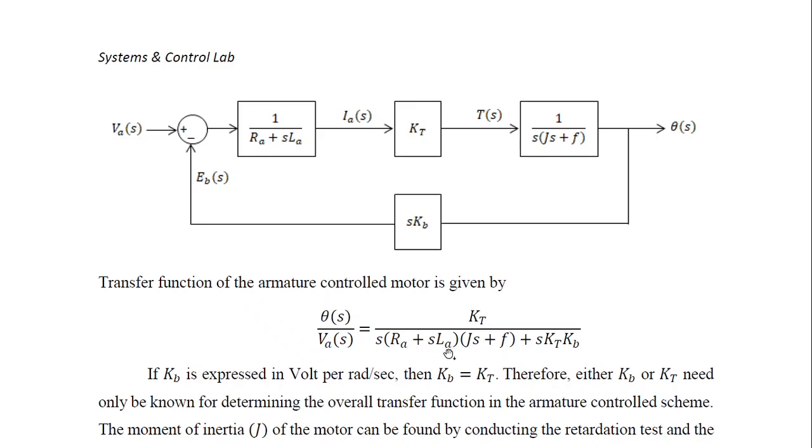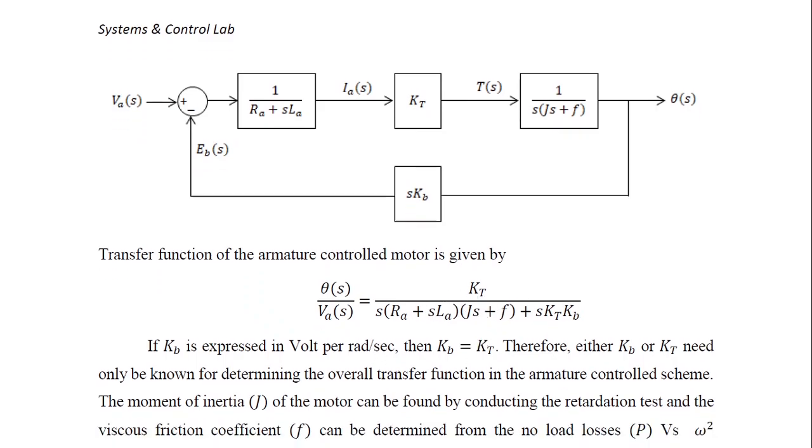then RA and LA also, so that the transfer function of the armature controlled DC servo motor is given by theta of S divided by V of S equal to, you have to substitute for all these unknown parameters. So that's the transfer function for the armature controlled DC servo motor.